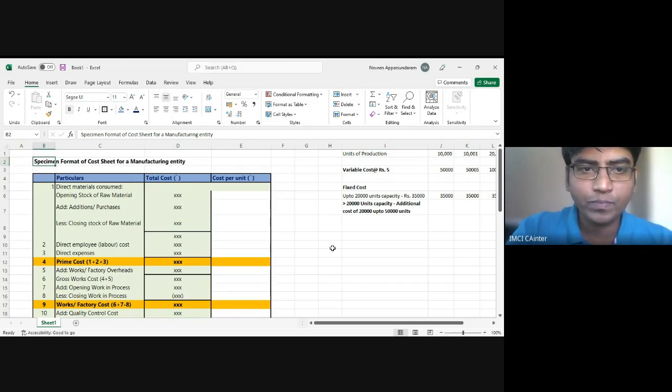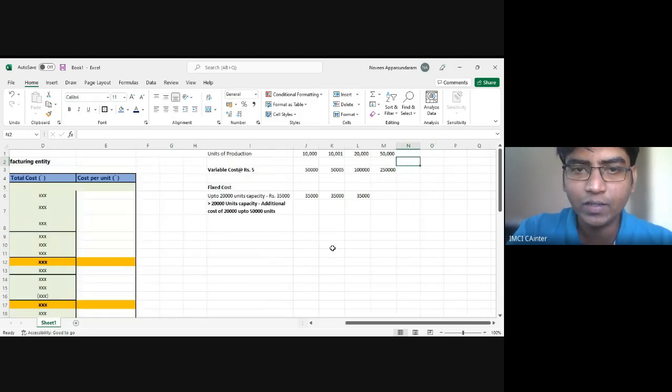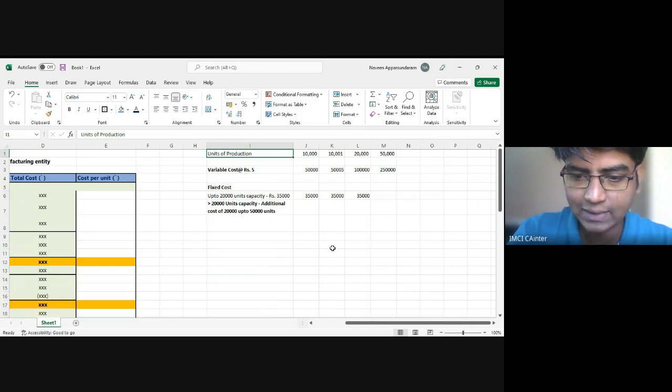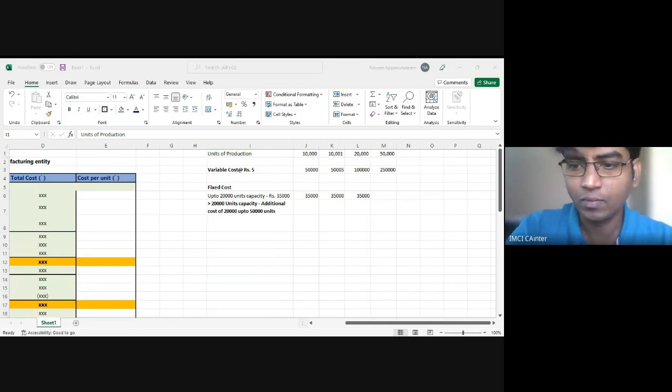Let me move on. So first to start with cost sheet. For CA students, you can refer to chapter number 6. It is there in your book.